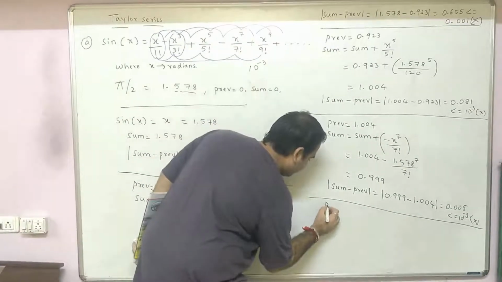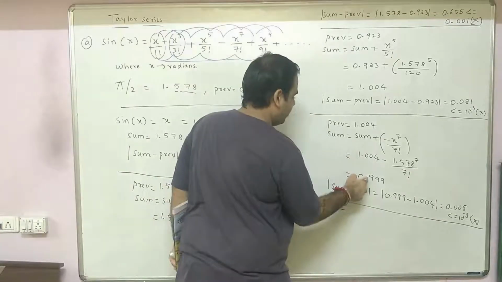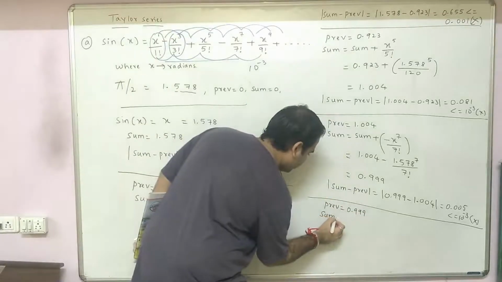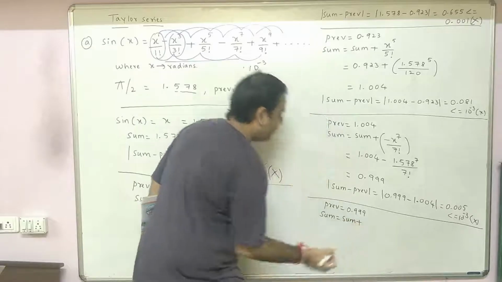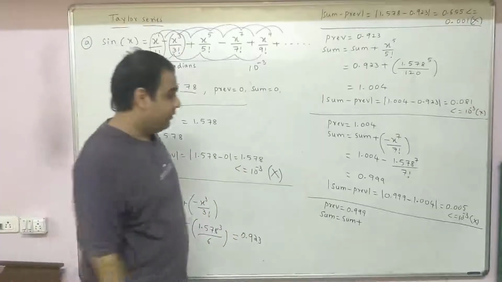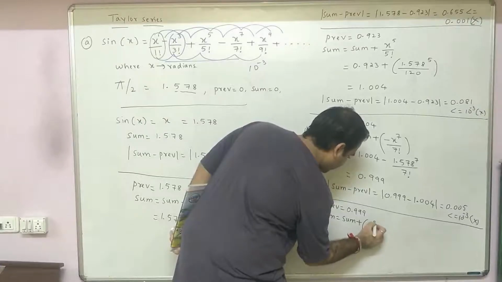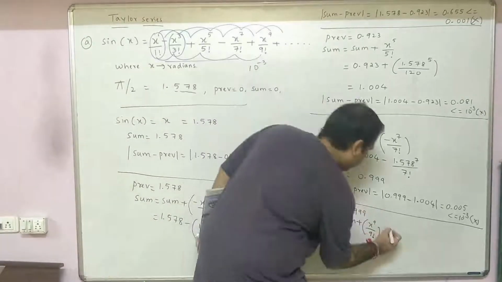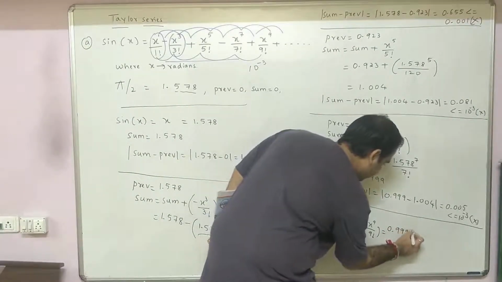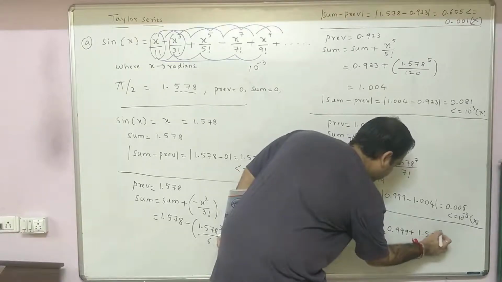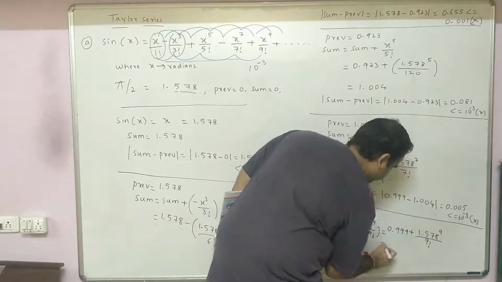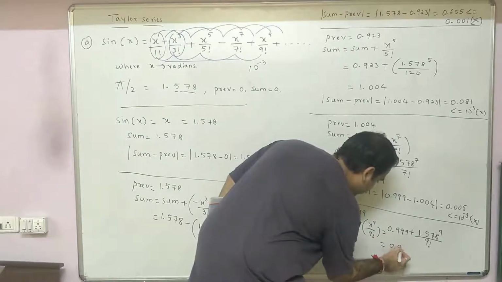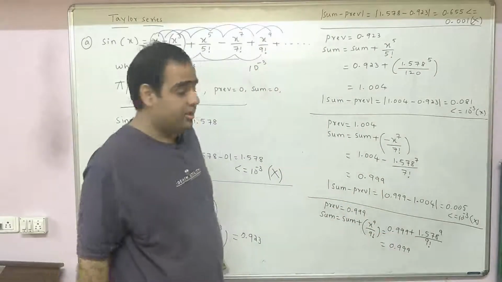We say previous equal to sum, which is 0.999, and sum is equal to sum plus the next term, x to the power 9 divided by 9 factorial. The value of sum is 0.999 plus 1.578 whole to the power 9 divided by 9 factorial. If you compute it, you will again get 0.999, accurate to 3 decimal places.